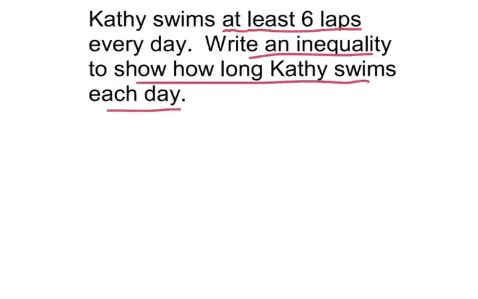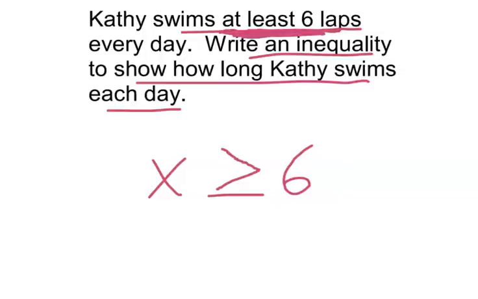All right, well, we can just put X for a variable. We know that 6 is the number of laps Kathy swims at least. So we're going to put equals because she might do exactly 6 laps. So I'm going to put the little line like that. And then X can also represent any number larger than 6, right? So it's going to have to be X is greater than or equal to 6 because every day she swims at least 6 laps. So it could be exactly 6 laps, or it could be a little bit more, or a lot more. So X is greater than or equal to 6.